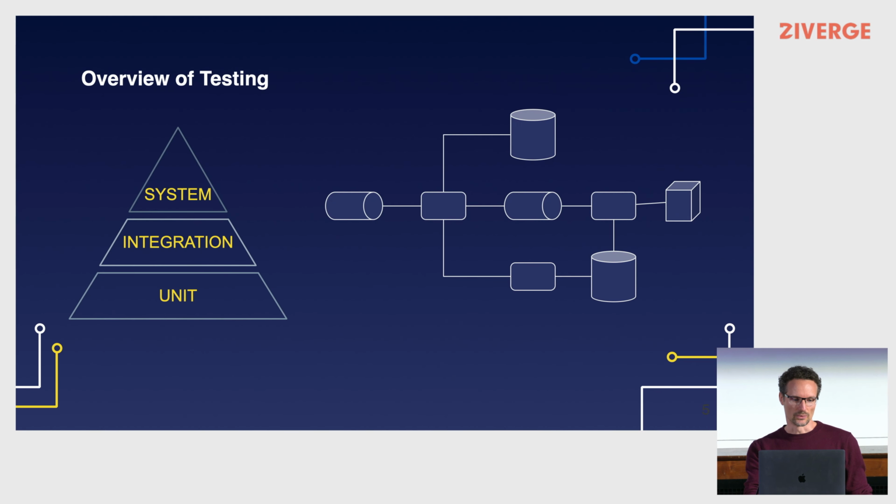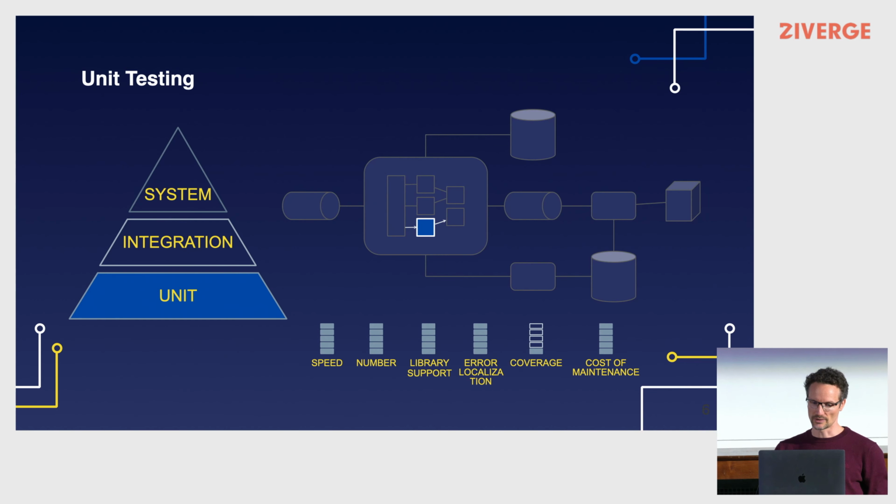This is the well-known testing pyramid. That's the classical taxonomy of the different kinds of testing, or different levels of testing. On the right-hand side, you can see some hypothetical software system that is made up of a few services and some infrastructural components. So let's see what we do at each level of testing.